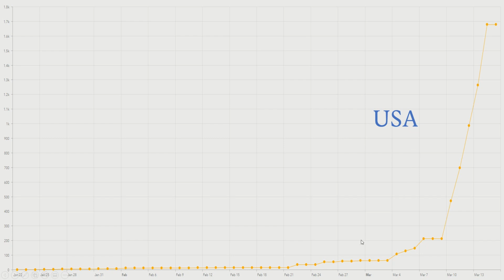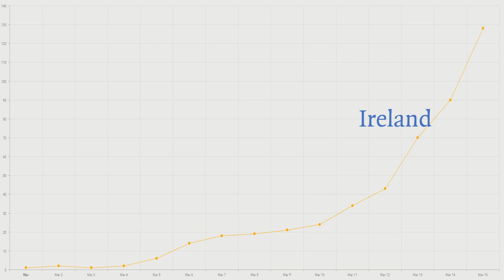They will have huge numbers because they weren't testing and they weren't containing, and they're still not containing in certain areas. So for the United States, I expect them to have huge problems in the coming weeks. This is Ireland, if you were wondering. As you can see here, we are at the beginning of the exponential phase.